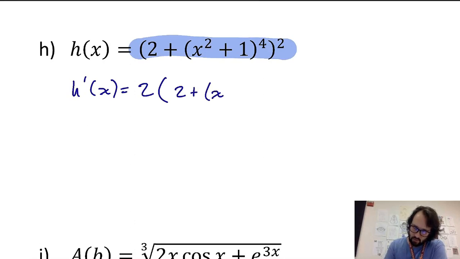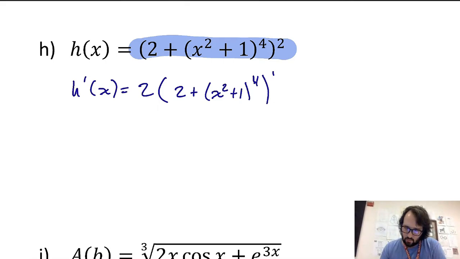So 2 times (x squared plus 1 to the fourth) to the first power, essentially. Then as I look inward, I need to do the derivative of all of the inside part.